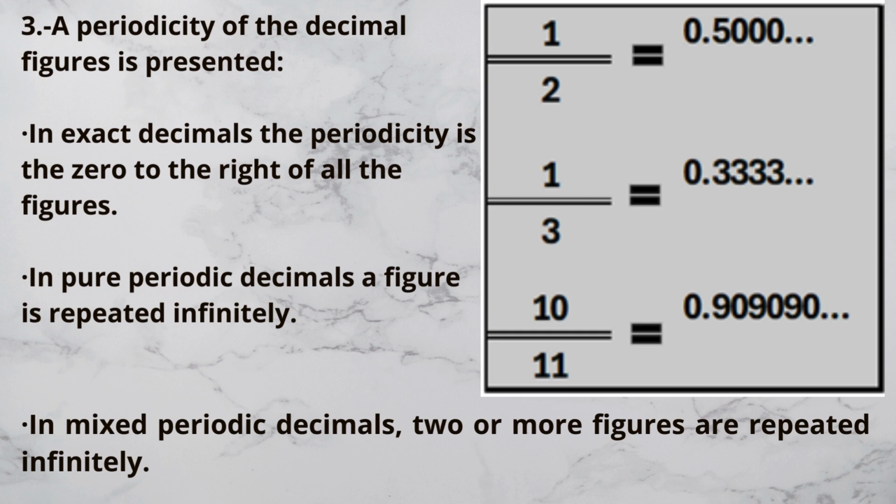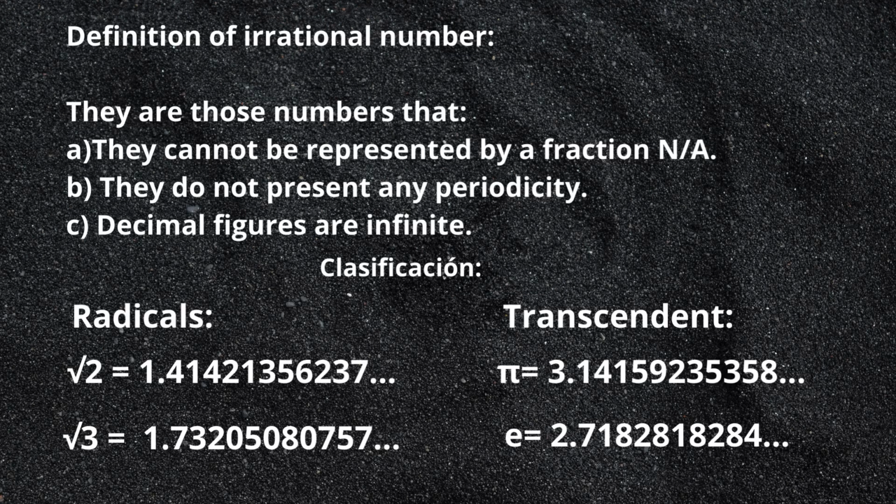In exact decimals, the periodicity is the 0 to the right of all the figures, such as 0.5000. In pure periodic decimals, a figure is repeated infinitely, like 0.333. In mixed periodic decimals, two or more figures are repeated infinitely, such as 0.90.